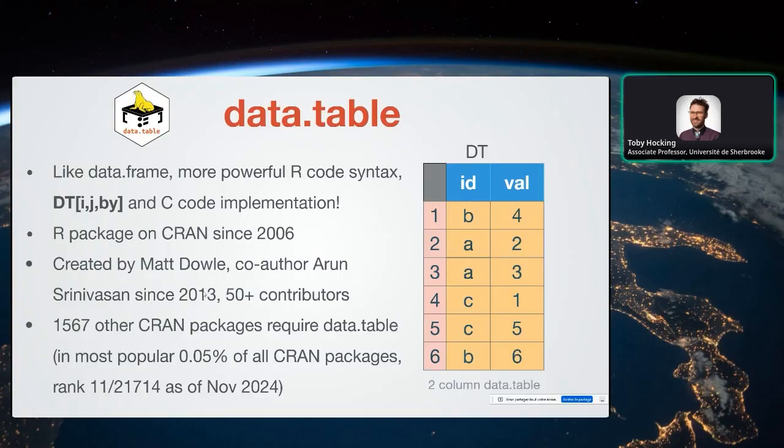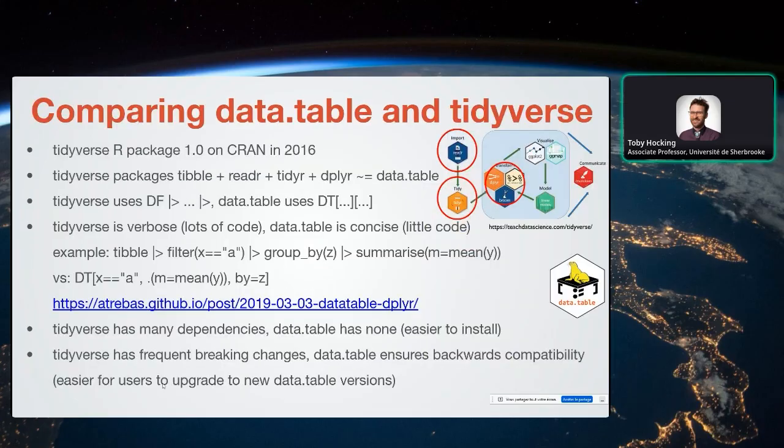So it's a pretty substantial project, and there are actually over 1,500 other R packages that require data table. So it's in the most popular half of 0.1% of all CRAN packages. That's rank 11 out of over 21,000 packages in terms of how many dependencies it has, how popular it is in terms of other packages depending on it.